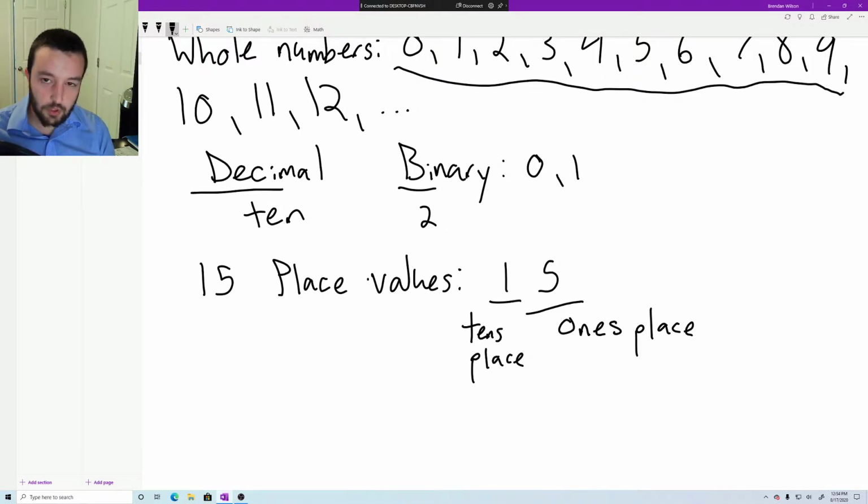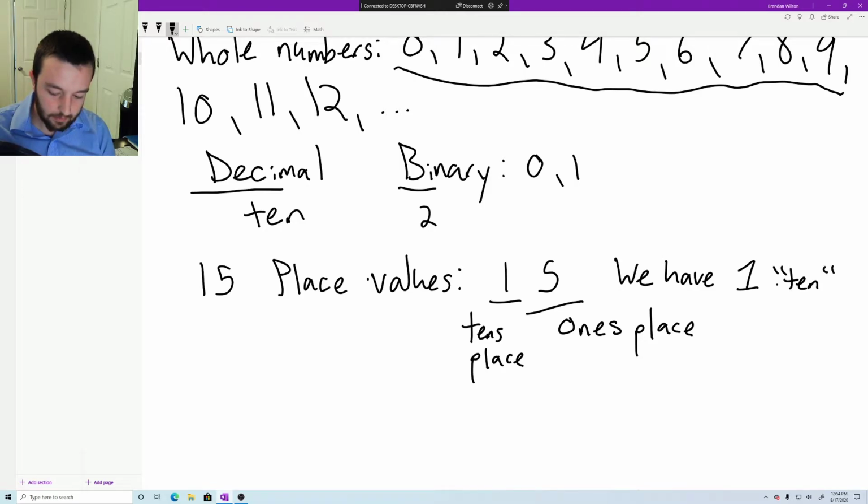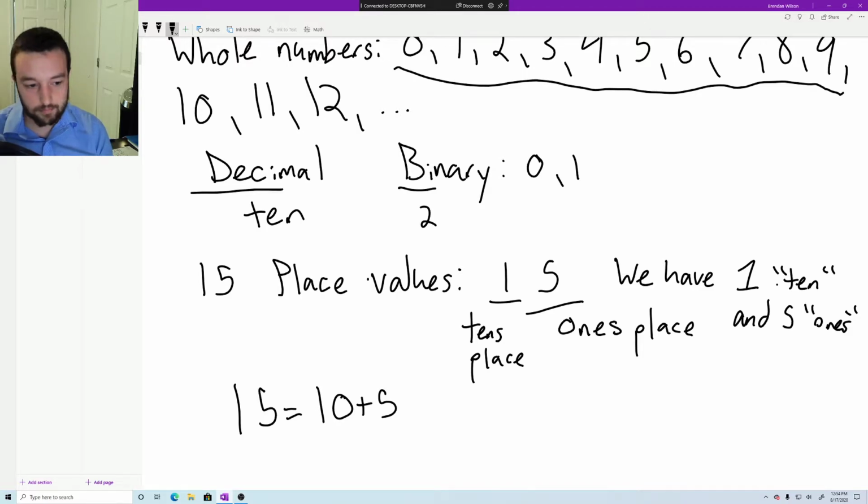So what this really means is that what we have here, we have 1 ten and 5 ones. Okay. In other words, this is really just a fancy way of saying that 15 is 10 plus 5. Okay.